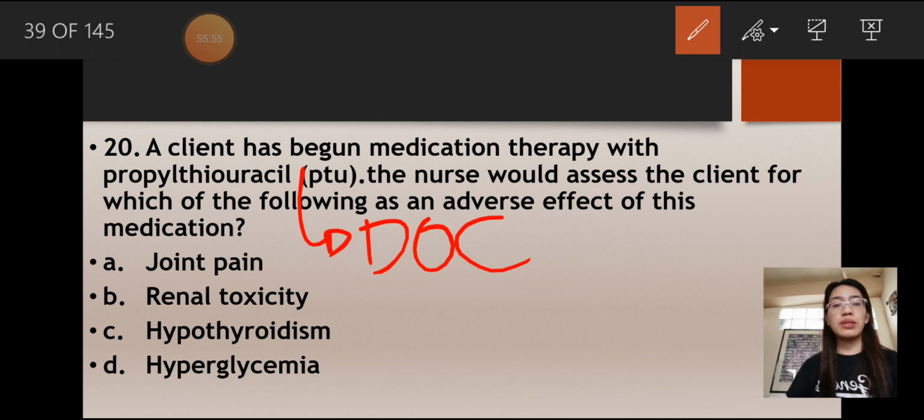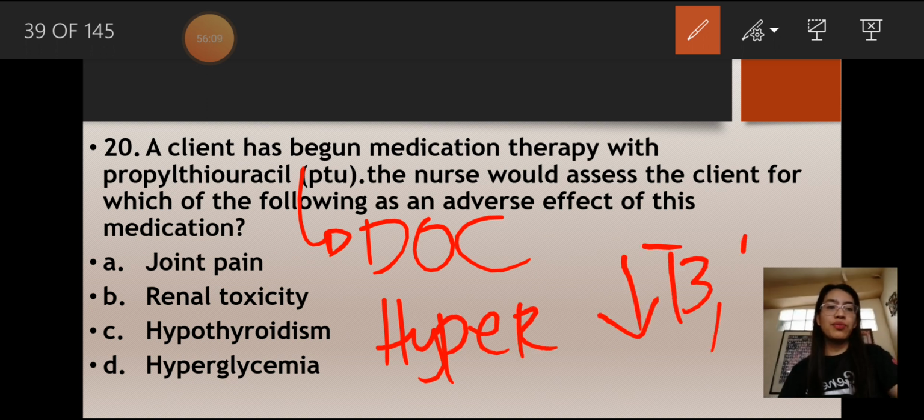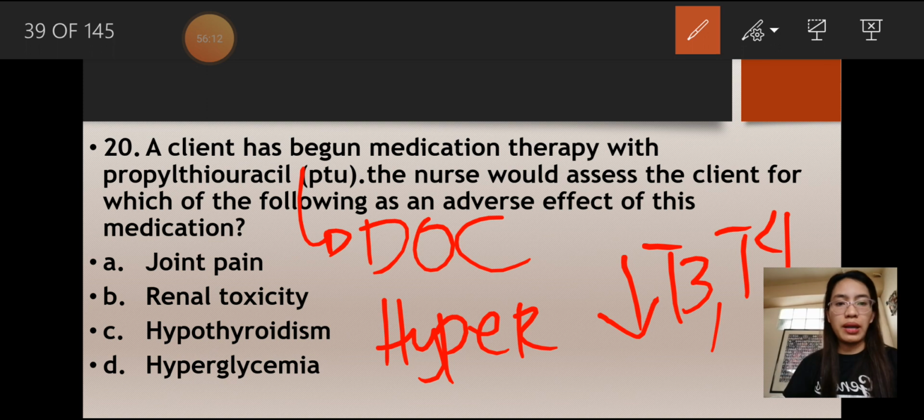The nurse would assess the client for which of the following as an adverse effect of this medication. So, nagbibigay ka ng propylthiouracil kasi hyper si patient. Tama? Binibigay mo yan para bumaba ang kanyang T3 at saka T4. Pagka nasobrahan naman, ano mangyayari? Babagsak yung T3 and T4. We call it as your hypothyroidism. Okay? So, that will be an answer for that.